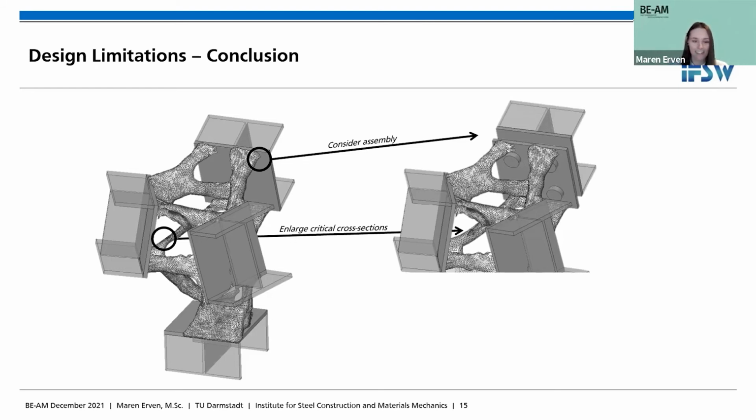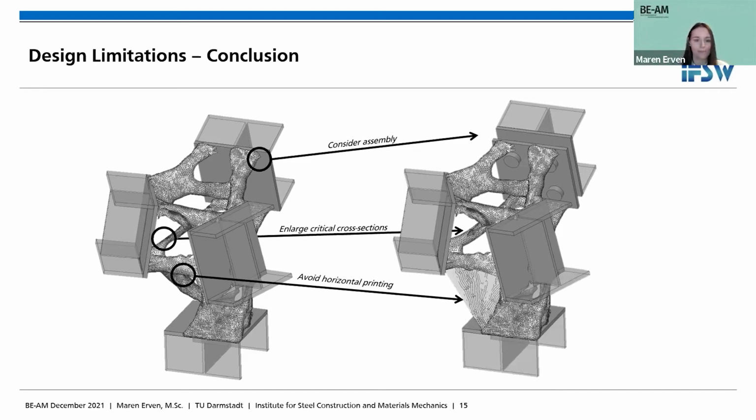And the last thing, but it's not the only place in the structure, is we should avoid horizontal printing because we can't print in the air. Yeah, so that example is actually just what should be obtained when thinking about designing 3D printed steel nodes. And when we consider all those limitations, then maybe we can create a node that can change the design of structural steel frameworks, like I showed in the beginning of my presentation.